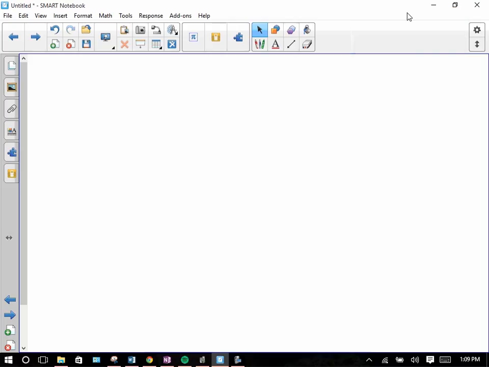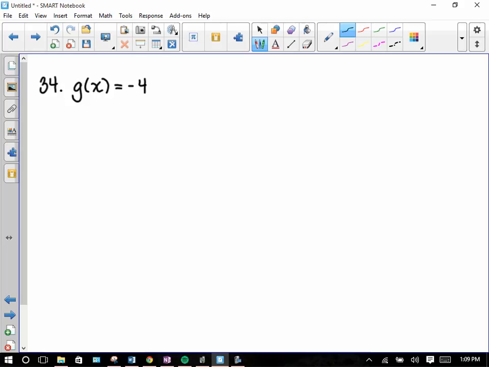So 36 or 34, my fault. 34 says to find the average rate of change for the function g of x equals negative 4x squared plus 3x minus 4 between the points negative 1 and 3. Okay?